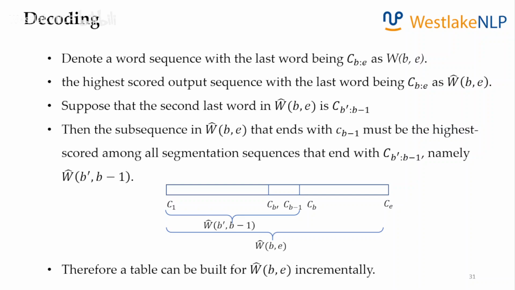until W hat BE. In other words, you can prove that if you know W hat B prime B minus 1 for all B prime, you can find W hat, the optimal sequence with signature BE. You only need to enumerate B prime. And in each case, you go from W hat B prime B minus 1 to W hat BE by adding the incremental feature, incremental score. What is the incremental score? Next slide.